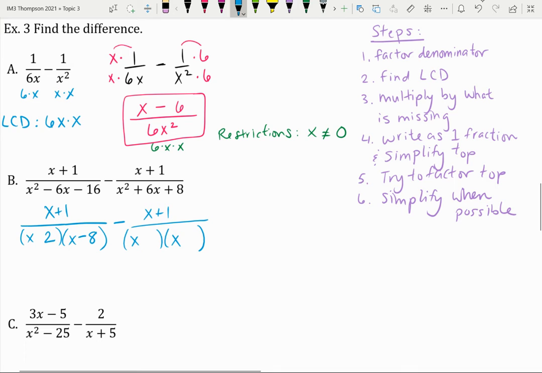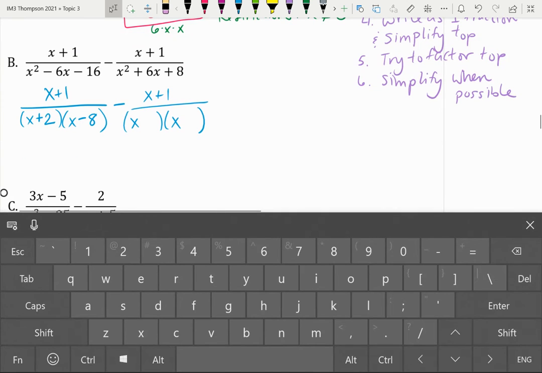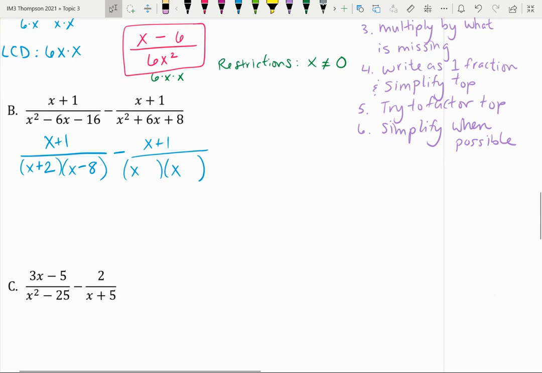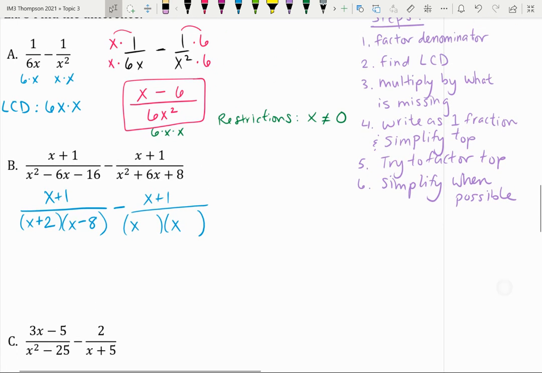In order to get a negative 6, I'll have to have a negative 8 and a positive 2. And on the right-hand side, I'm looking for two numbers that multiply to 8 and add to 6. Multiply to 8. So 4 and 2, and they'll both be positive. So step 1, factor denominator, check.